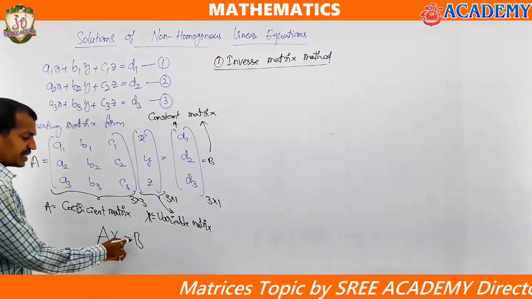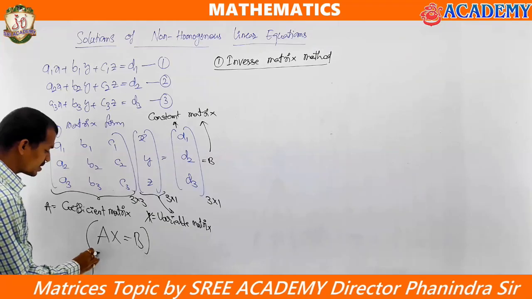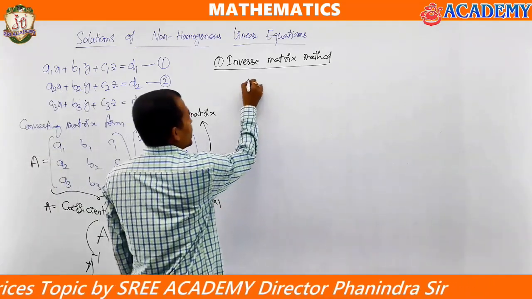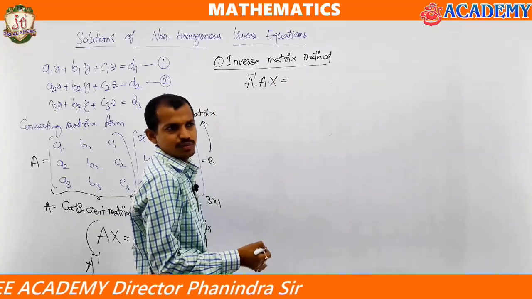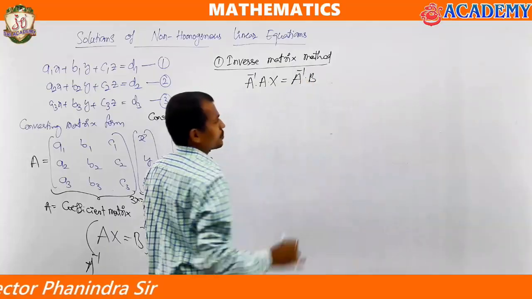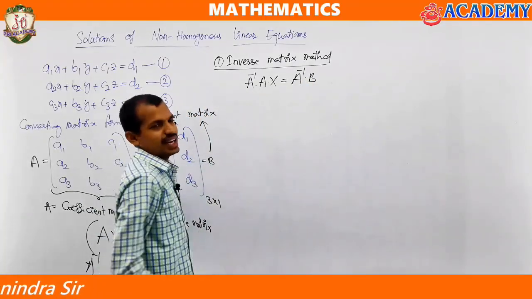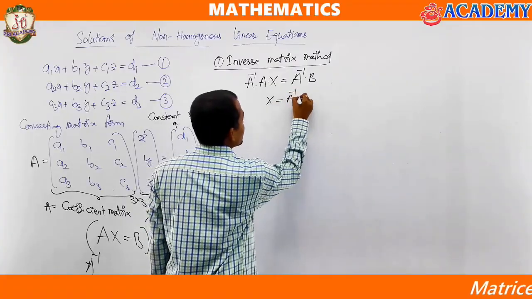Whatever Ax equal to B is there, if you multiply this total equation with A inverse, that is A inverse into A into X equals to A inverse into B. That A inverse into A always is going to be identity matrix. That's why X equal to A inverse into B.